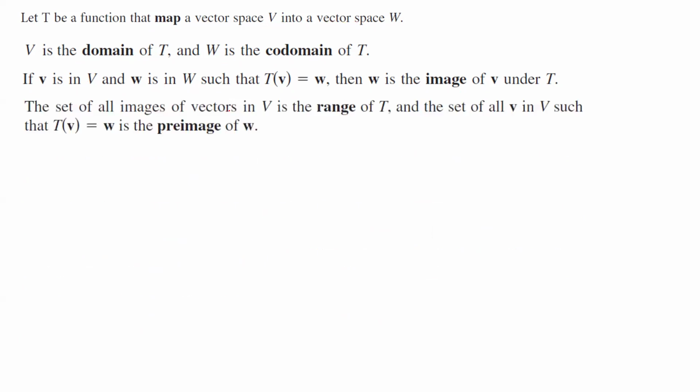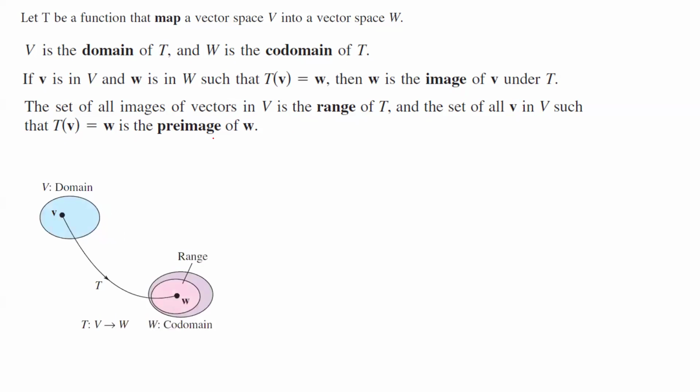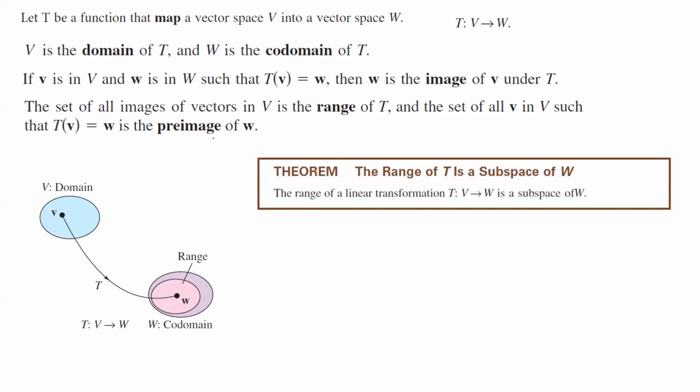The set of all images of vectors in V is the range of T, and the set of all vectors v in V such that T(v) is equal to w is called the preimage or inverse image of w. Basically, we have the domain, we take vectors from the domain, and T maps them into elements like w. It forms the range, which is a subset of the codomain.